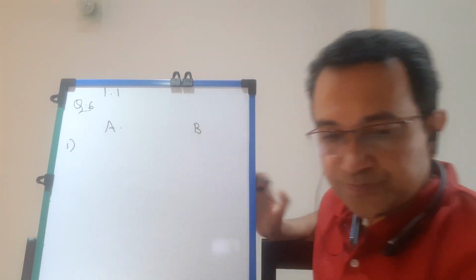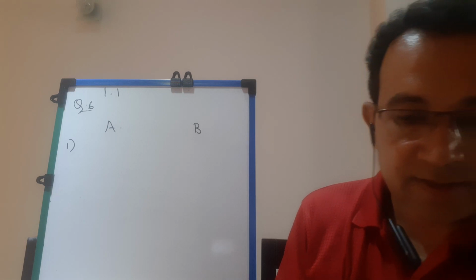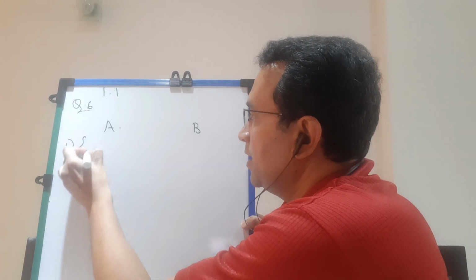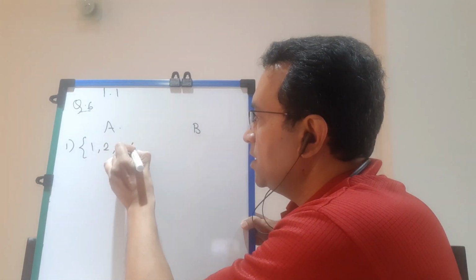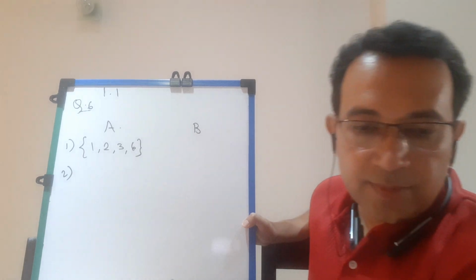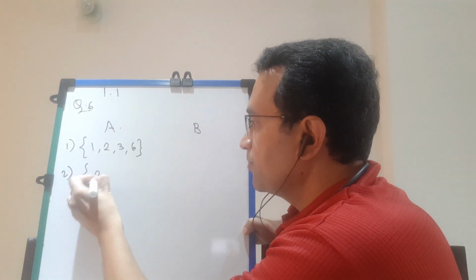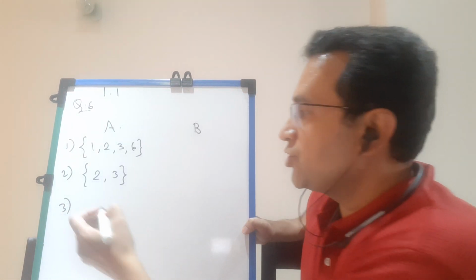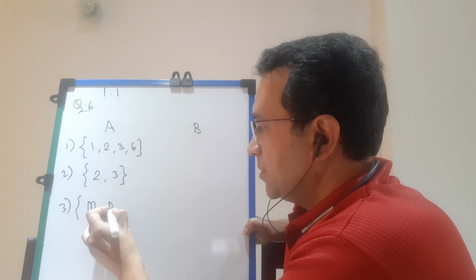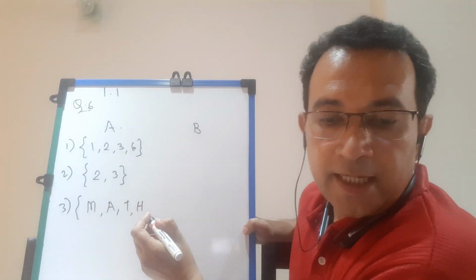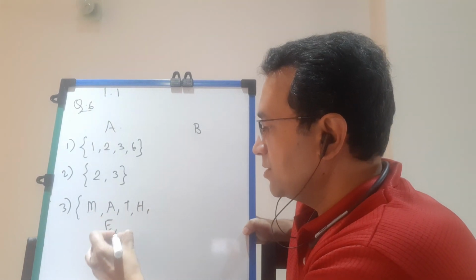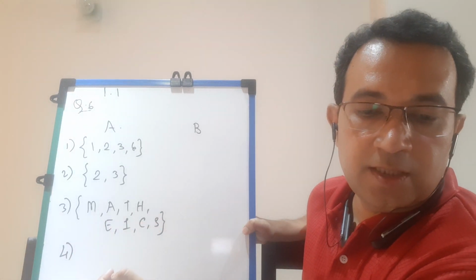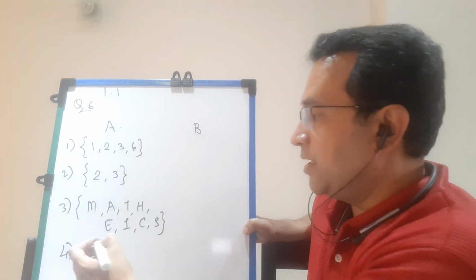Okay, in A, the first set is 1, 2, 3, 6. Set of elements 1, 2, 3, 6. The second set is the set of elements 2, 3. The third set is MATHEMATICS. And students, the fourth set is 1, 3, 5, 7, 9.